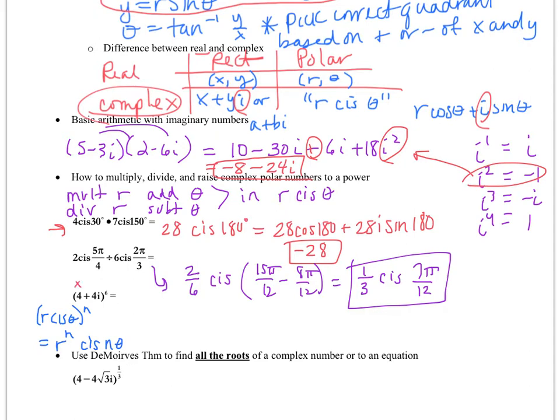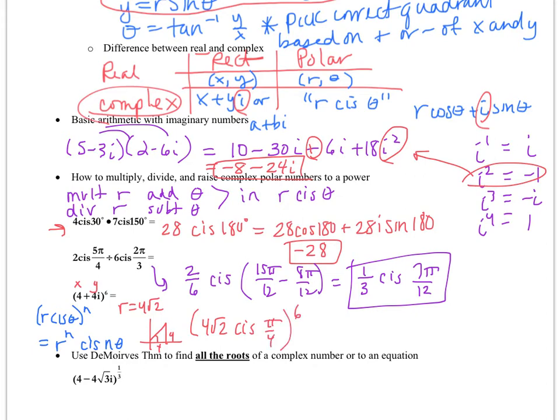4 is my x, the other 4 is my y, therefore my radius would be the square root of 4 squared plus 4 squared. So my r value is going to be 4 root 2. If we visualize the location of this angle, it would be right here. And that angle right there, where the 4 and the 4 are equal, would be 45 degrees or pi fourths. So this problem can be rewritten as 4 root 2 cis pi fourths raised to the 6th power.